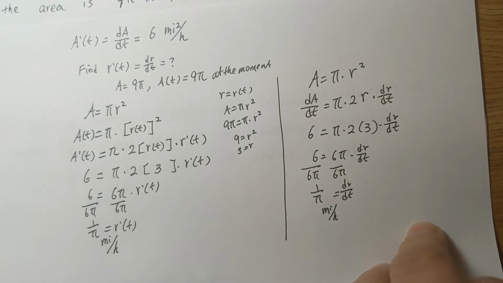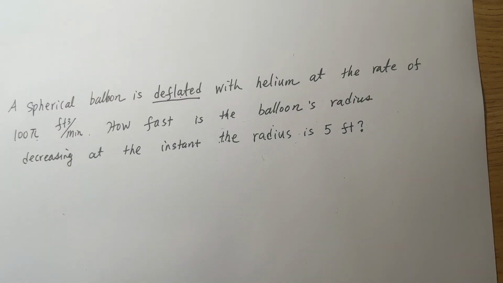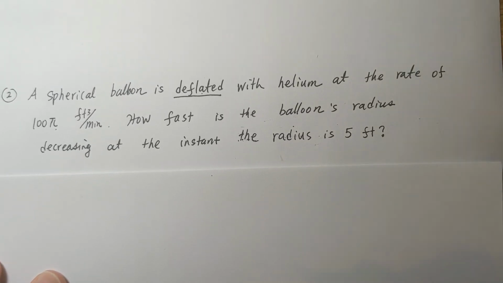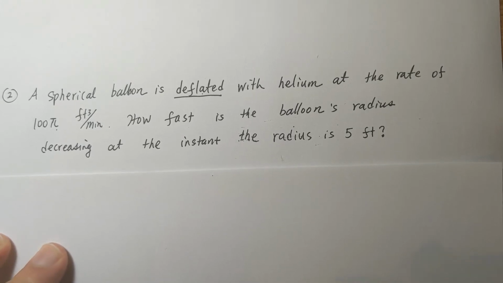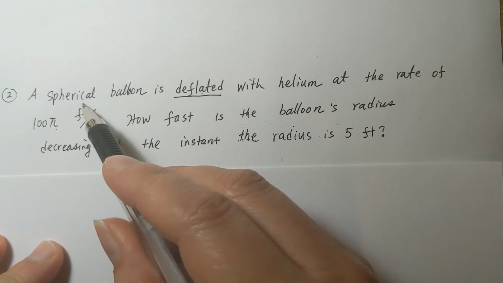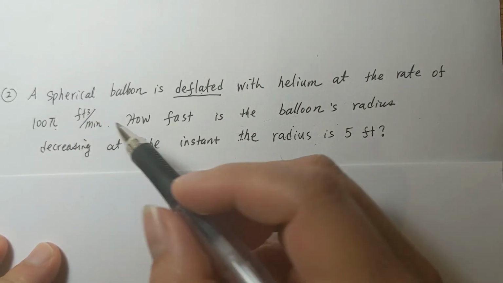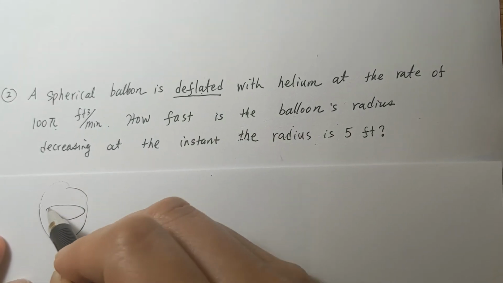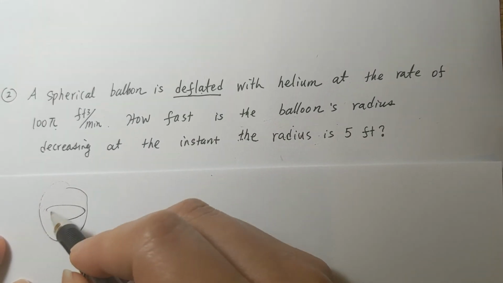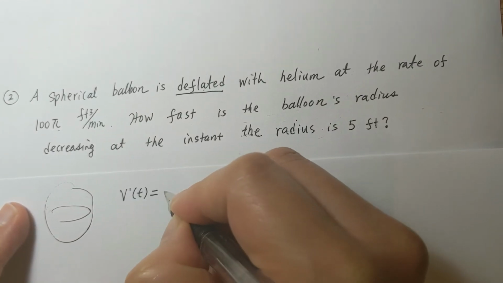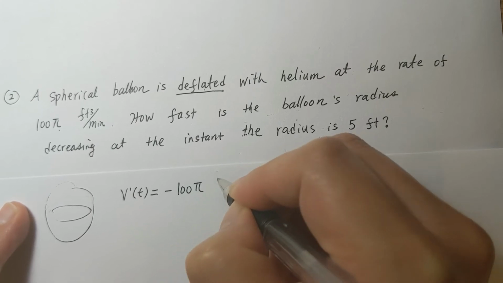Now let's take a look at question number 2. We had a spherical balloon. It's deflated with helium at the rate of 100 pi cubic feet per minute. When you see this unit, cubic feet is 3-dimensional. That has something to do with the volume, so that means this is a sphere. And the air coming out is getting smaller and smaller, so that means V prime of t equals negative 100 pi.